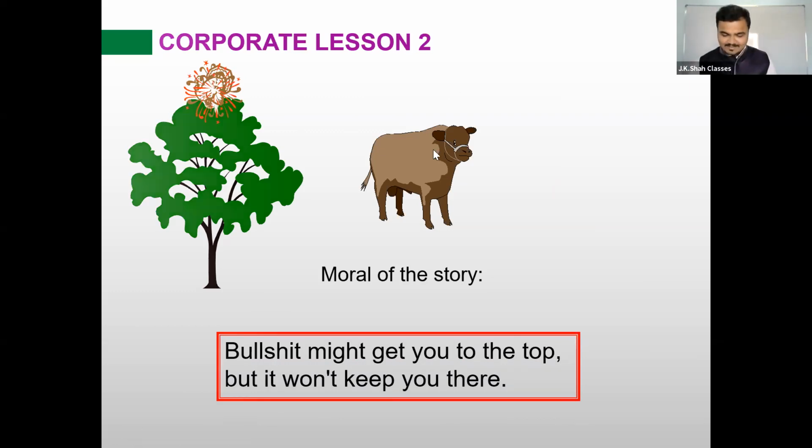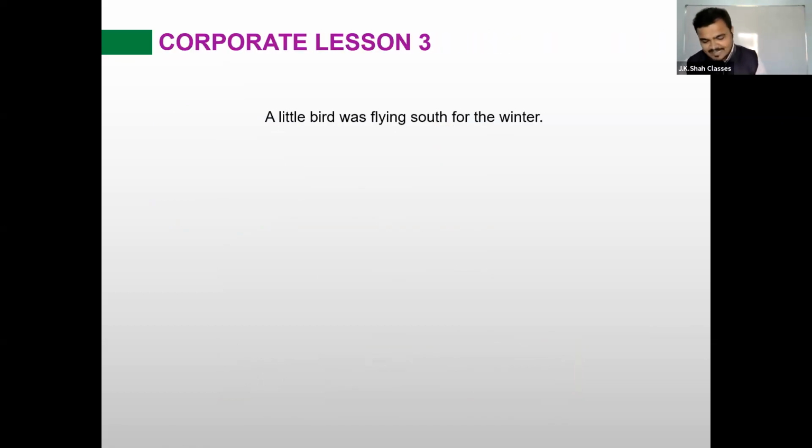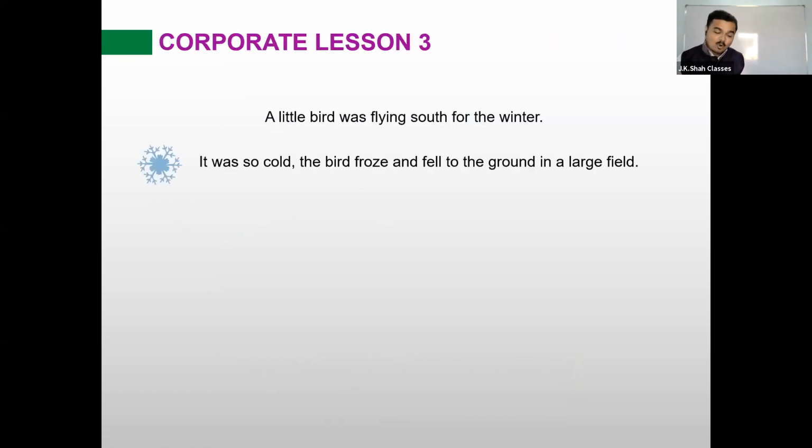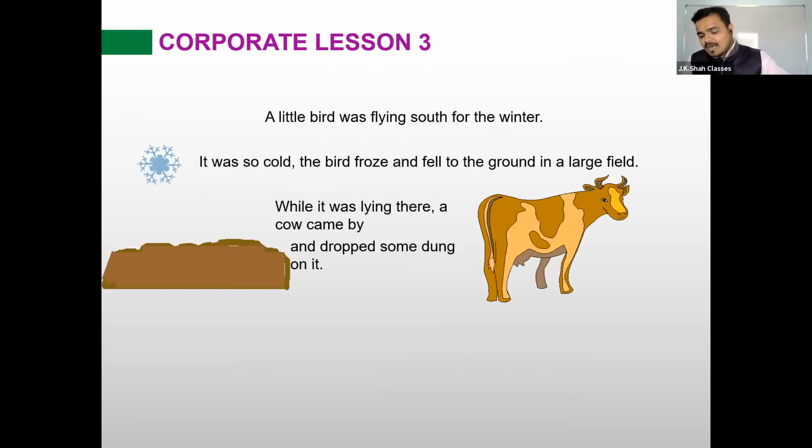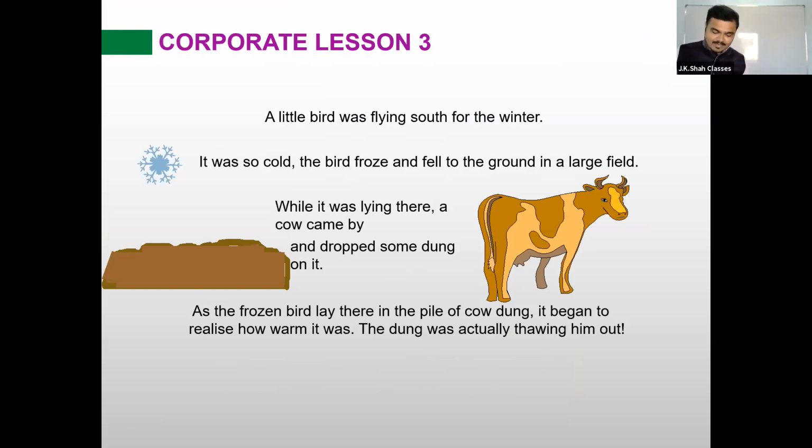And the third one is my extraordinary favorite thing, people, which I'm sharing with you. A little bird, people, was flying south for the winter, and it was so cold that the bird froze and fell on the ground in a large field. While he was lying there, a cow came by and dropped some dung on it. Ayyo, so bad a day. First getting dropped from the top and then getting dunged on. Understood? Yes, sir. Very bad day. But you know what happened? As the frozen bird lay there under the pile of cow dung, it began to realize how warm it was. The dung was actually thawing him out.